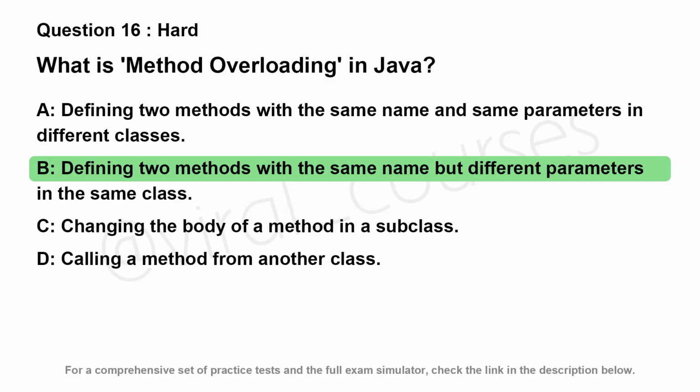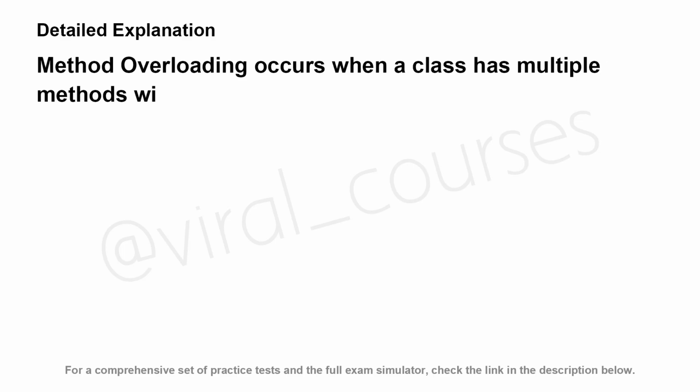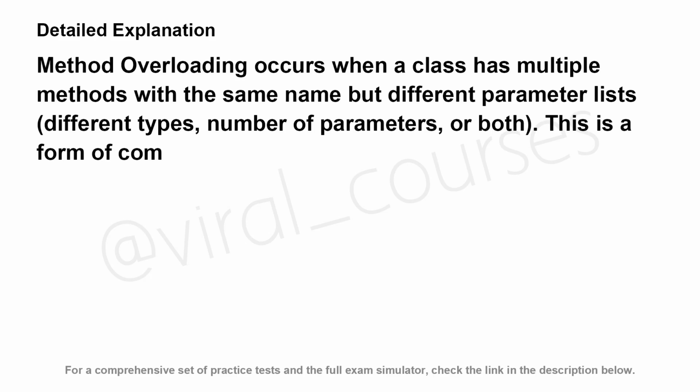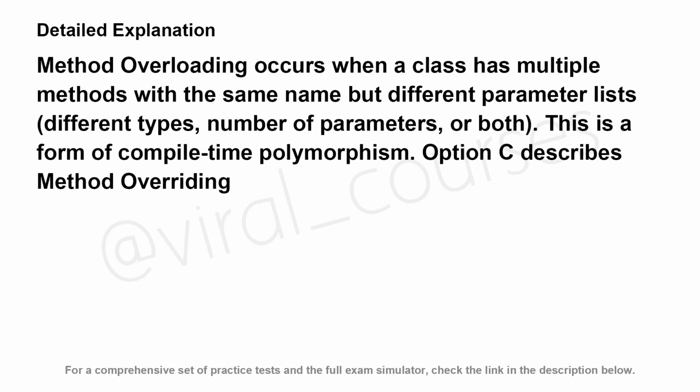The correct answer is B. Method overloading occurs when a class has multiple methods with the same name but different parameter lists: different types, number of parameters, or both. This is a form of compile-time polymorphism. Option C describes method overriding.